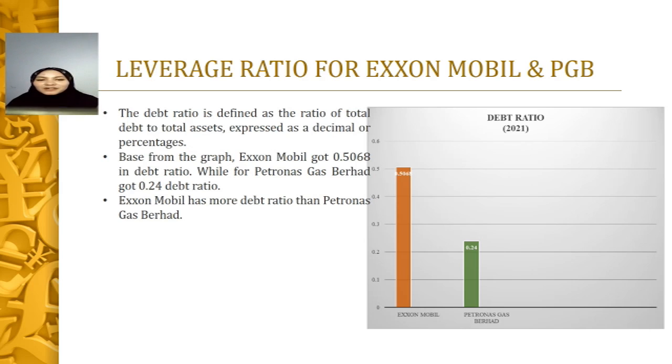The difference in debt ratio between both firms is 0.2668. From this result, we know that ExxonMobil has a higher debt ratio than Petronas Gas Berhad. This indicates that ExxonMobil may be putting itself at risk of default on its loan if interest rates were to rise suddenly in the current year.